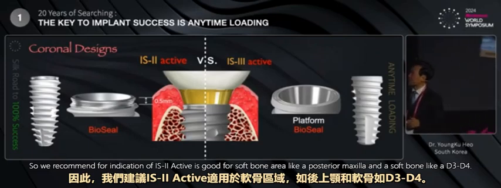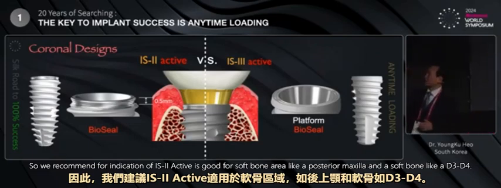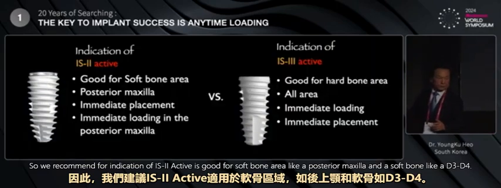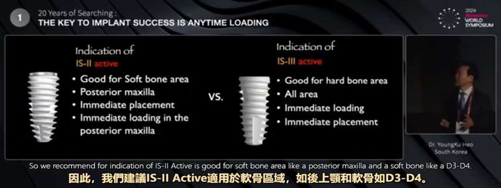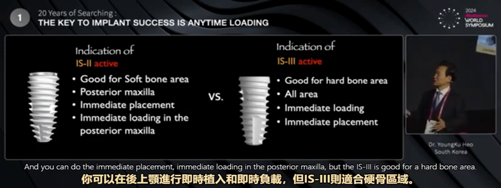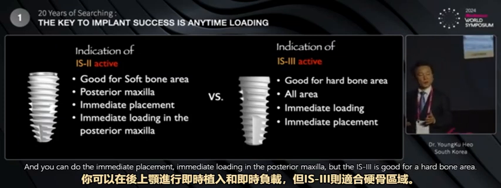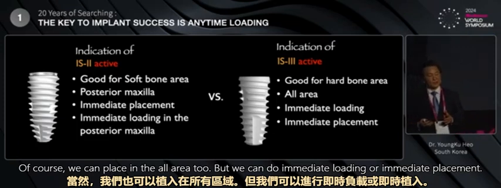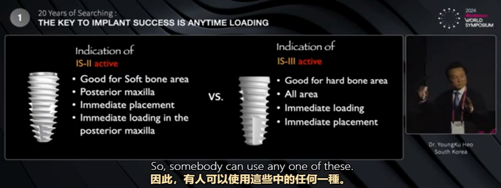So we recommend for indication, IS2 active is good for soft bone areas, like the posterior maxilla and soft bone like D3, D4. And it can do immediate placement and immediate loading in the posterior maxilla. But IS3 is good for a hard bone area. Of course we can place implants in the whole area too, and we can do immediate loading or immediate placement. So somebody can use any one of these.